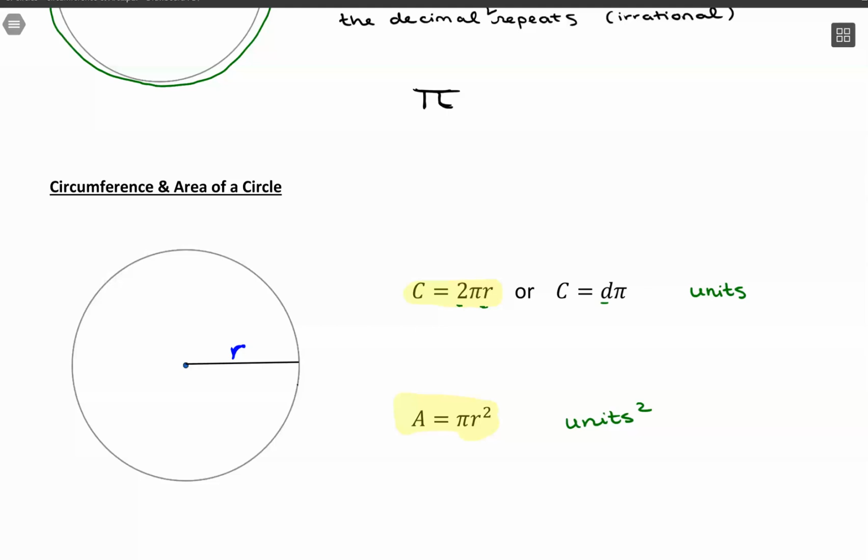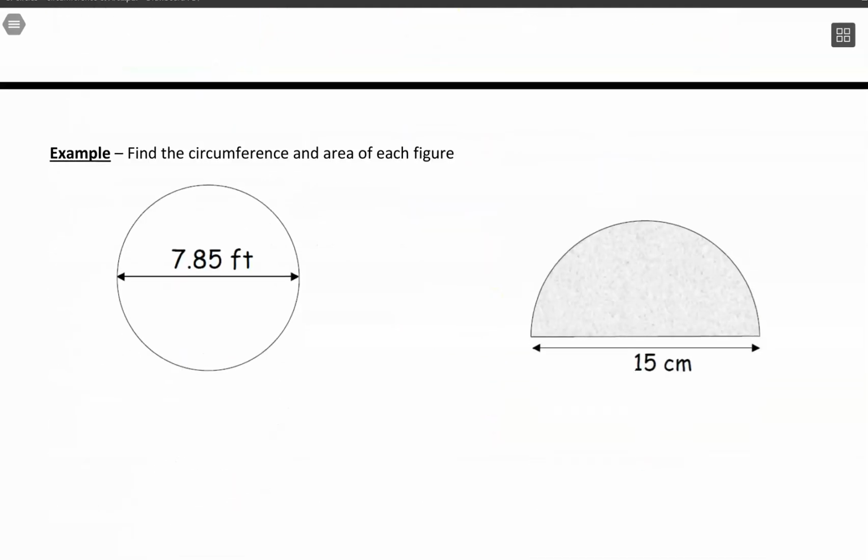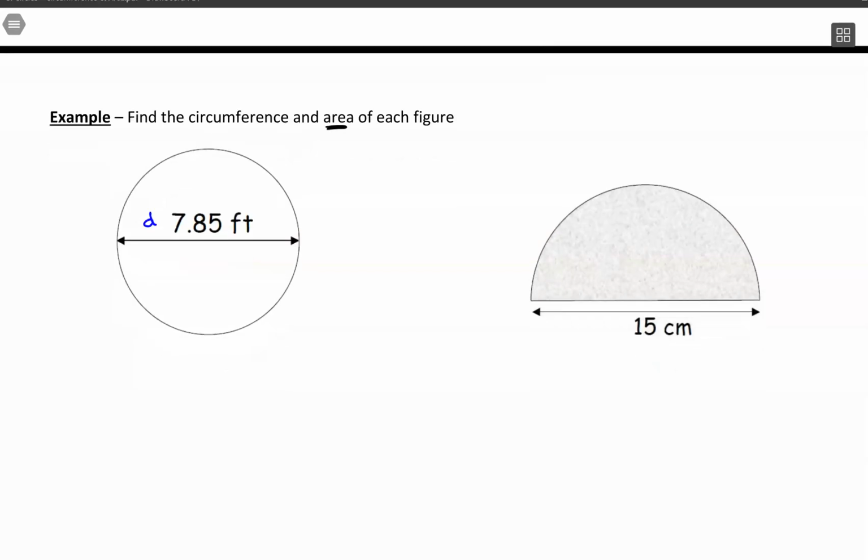All right, so let's try out these formulas. So with this first one, say they're giving us the diameter. So that would be our diameter, but especially if they're asking us to find area, you're going to want to have your radius. So I'm just going to take that 7.85 divided by 2. So we have this radius of 3.925 feet.